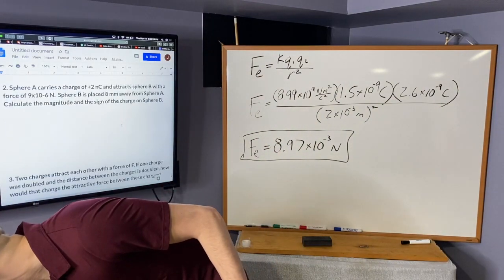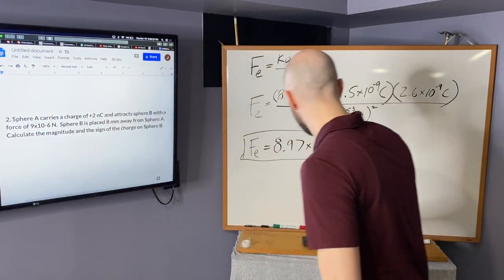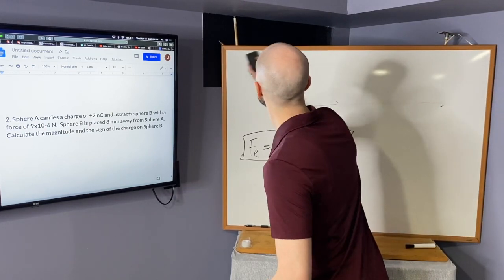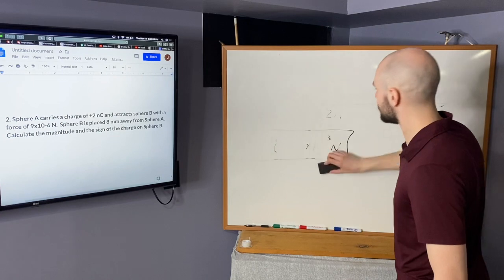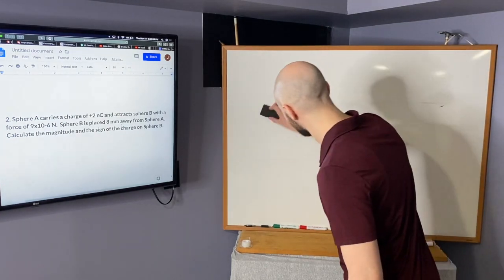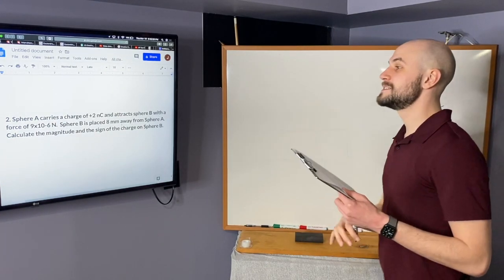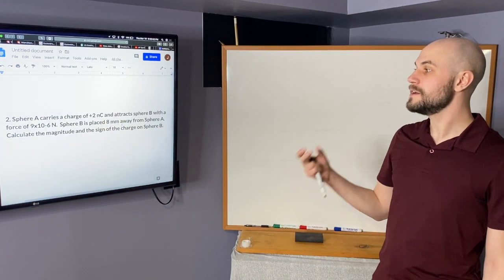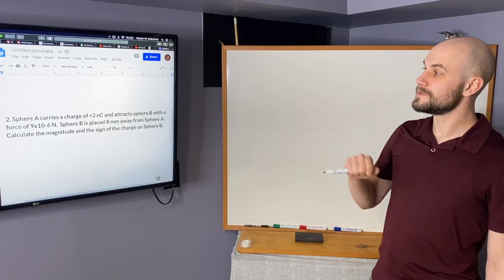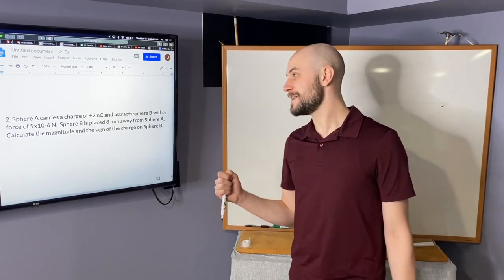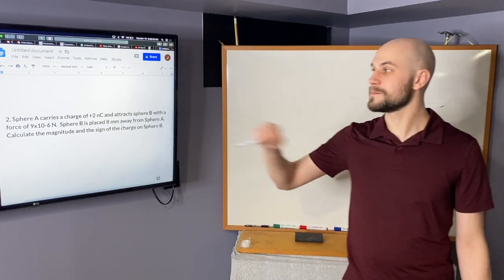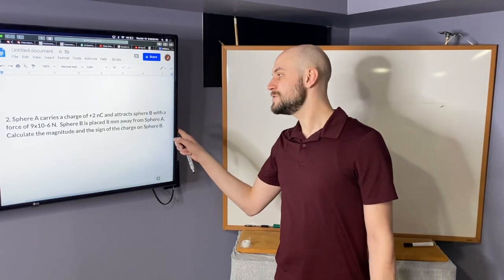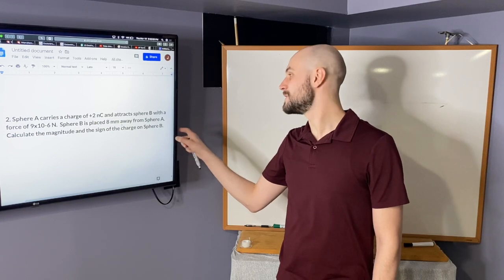Question number 2. Here they give us different given information. I hope I kept that up on the board long enough for you guys to see. Okay, different given information. Now we know that sphere A and sphere B are placed 8 millimeters apart. Sphere A carries a charge of 2 nanocoulombs, and we know the force between them is 9 times 10 to the minus 6 newtons. We want to figure out the magnitude and the sign on sphere B.